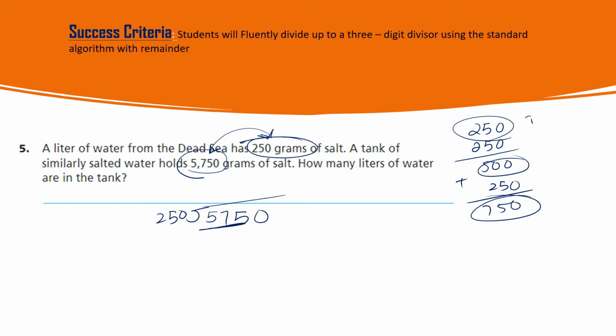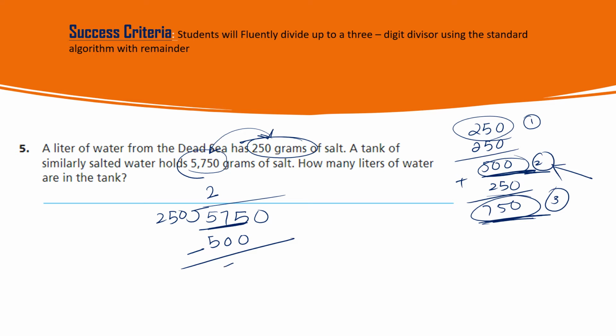So this is one time, two times, three times. You can do four and five. Now let's see, it is 575. I have 500, I have 750. So in the division, I always go for the lower number. So I will write 2 times 250 gives you 500. I don't write 3 times 250 gives me 750, because 750 is the bigger number.